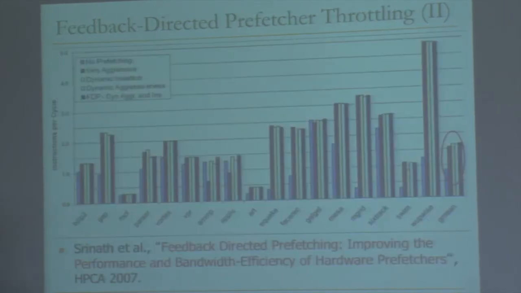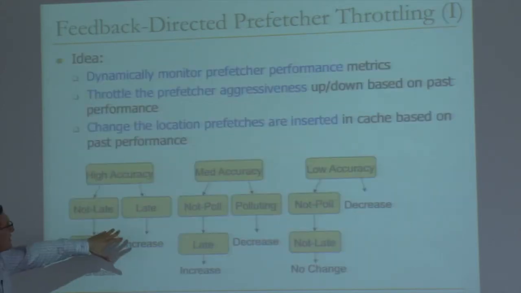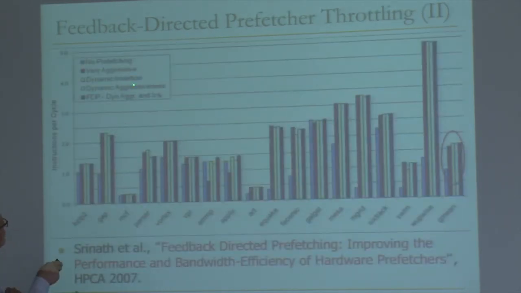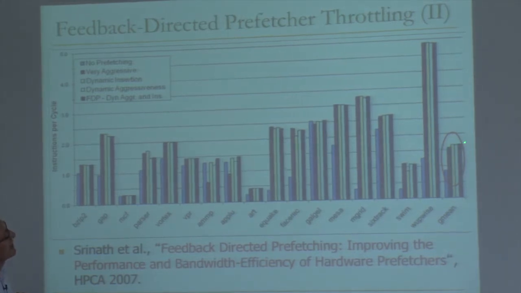Assume that you've implemented something like this. What is the performance of that? This is the results from this paper. Again, I show you no prefetching over here. Very aggressive implementation over here. Remember, this was the best implementation on average. And yet you use dynamic insertion policy based on these metrics. You dynamically insert prefetches at different places in the cache. And you adjust the aggressiveness dynamically using this. And you do both of them, FDP, feedback-directed prefetching. So you improve performance reasonably significantly compared to an aggressive prefetcher, if you compare this bar and this bar.